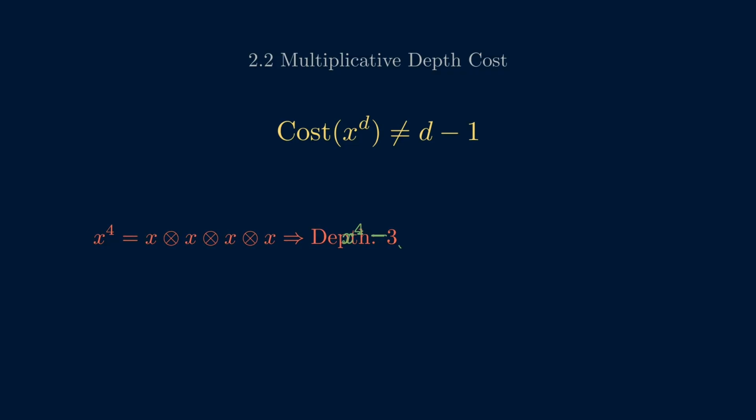However, higher degree polynomials come at a severe cryptographic cost. Every multiplication consumes a level in our modulus chain, known as the multiplicative depth. But evaluating the cost is non-trivial. For example, computing x to the power of 4 does not require 3 sequential multiplications. By computing x squared and then squaring the result, the multiplicative depth is only 2. Thus, tracking the true depth is critical for efficiency.